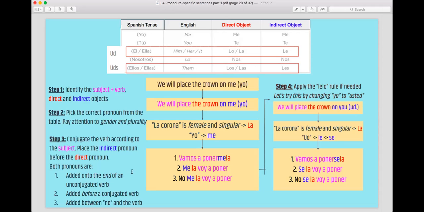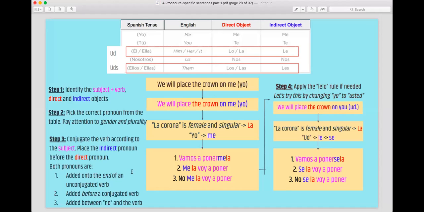So we look at our table to see what our object pronouns will be. We want to pay attention to the gender and the plurality, especially if it's usted, ustedes, third person. Crown is la corona, and we know it's female because of the A ending, and singular because there's no S. So we look at our table, and direct object under usted, which is singular, would be either lo or la. We know it's not lo because it's not male, so it has to be la. We do the same for yo, which is me, and me would be me in this case. It doesn't matter if it's direct or indirect, it's always going to be me.